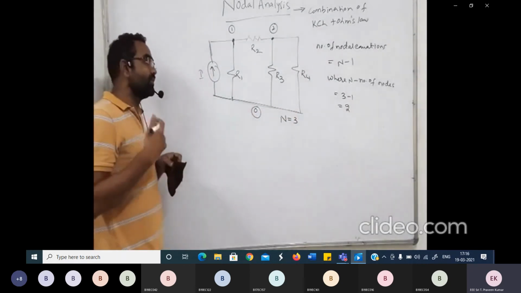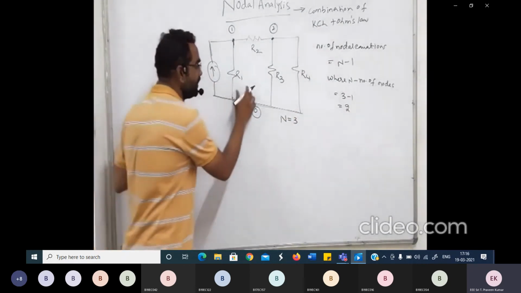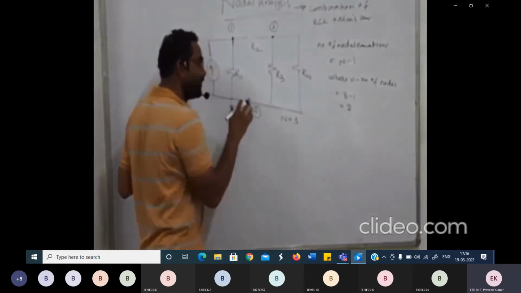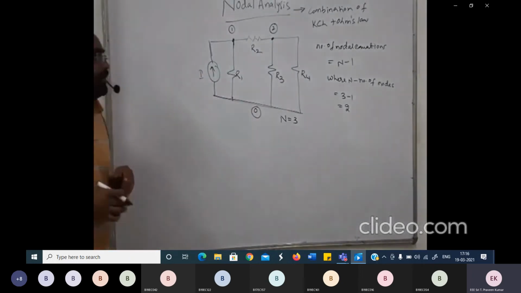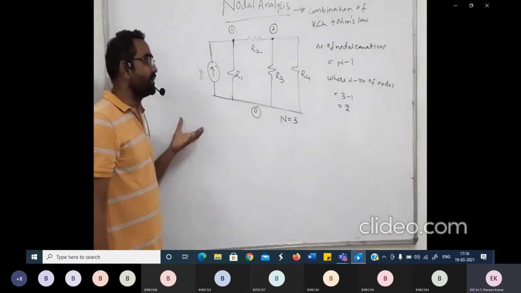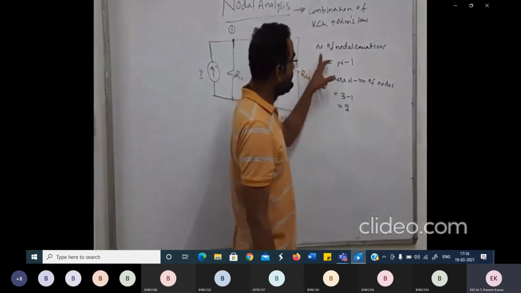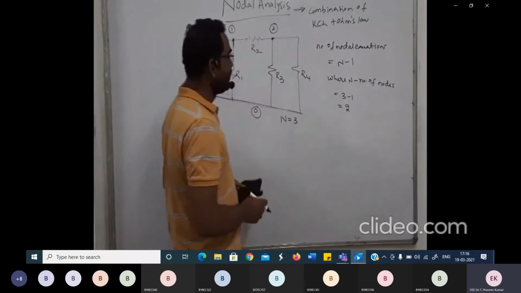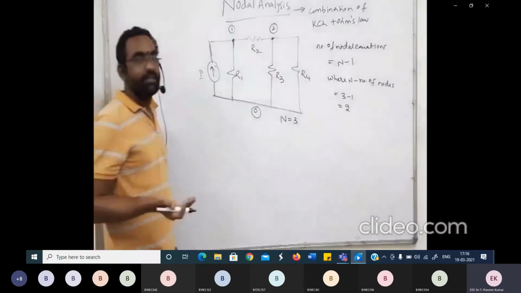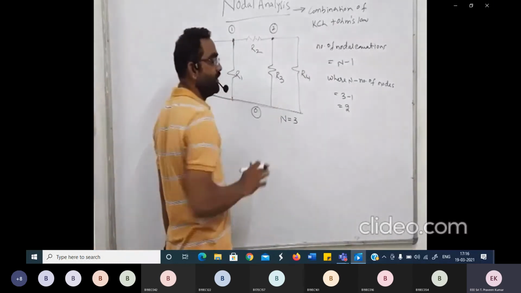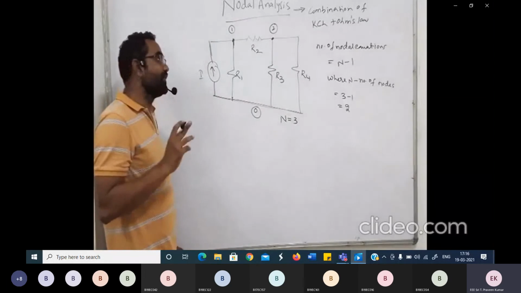Whereas if you are solving using mesh analysis, let us suppose, consider these 3 are the loops, the number of loop equations will be 3. In order to solve the network, we need to write 3 loop equations. Whereas when you go for nodal analysis, how many equations do we write? n minus 1. For this circuit diagram, it is only 2 equations. So please always keep it in mind.